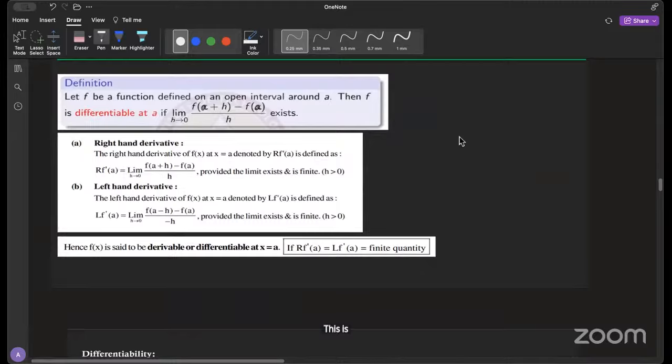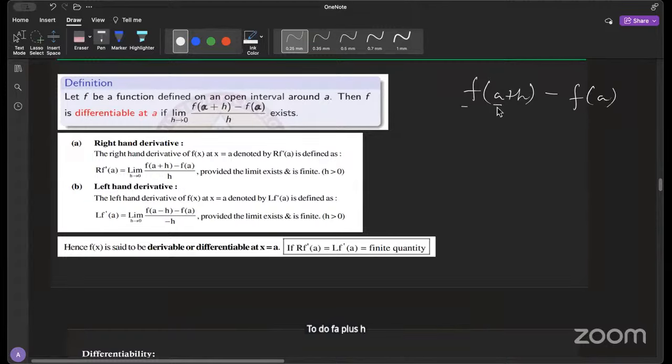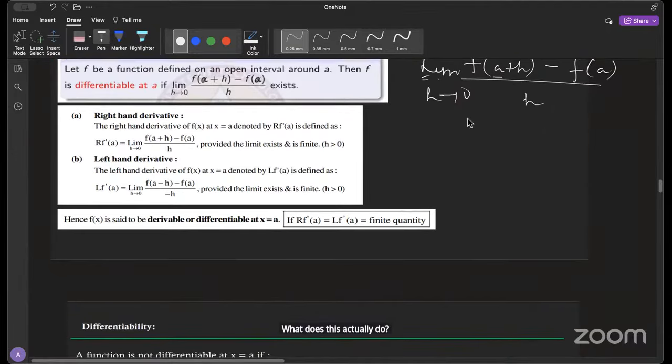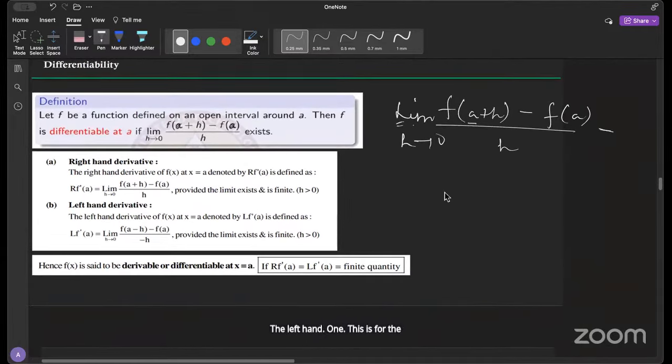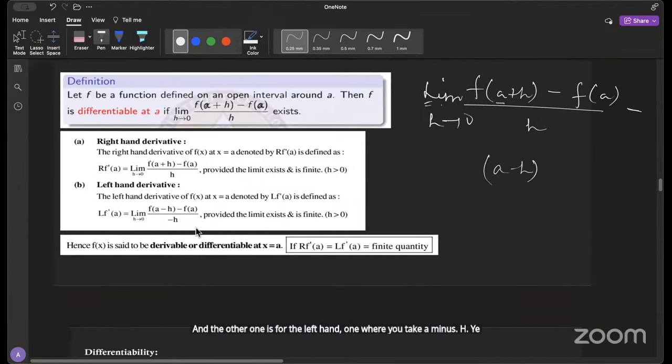This is your definition of differentiability, where the first thing is to check the differentiability of a function at a given point A, right? So what you do is you take f(a + h). If you need to check differentiability at a point, you do (f(a + h) - f(a)) / h, where h tends to 0. This is for the right hand one, and the other one is for the left hand one, where you take a - h here.